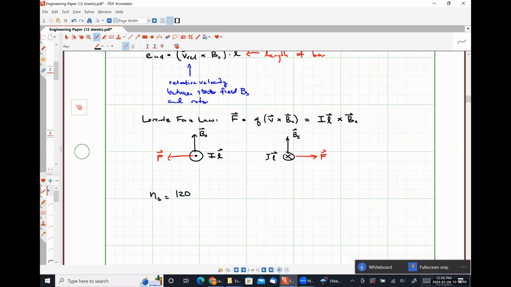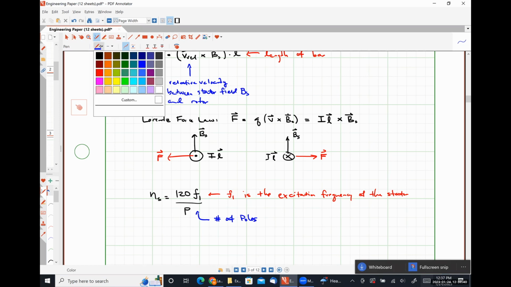Our synchronous speed, or our stator speed, is 120 F1 divided by P, where quantity F1 is the excitation frequency of the stator, and P is the number of poles. Okay.